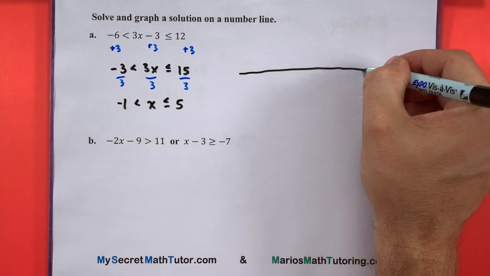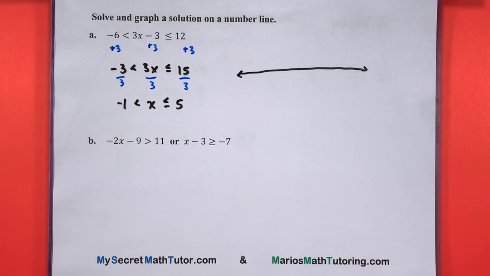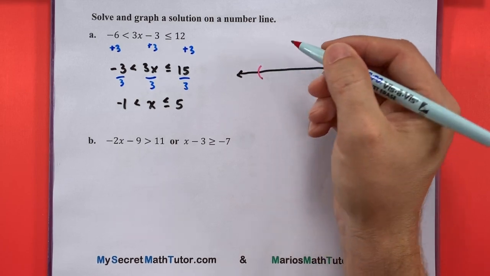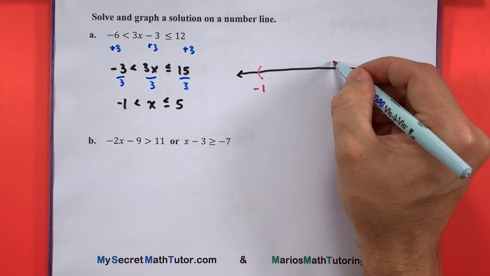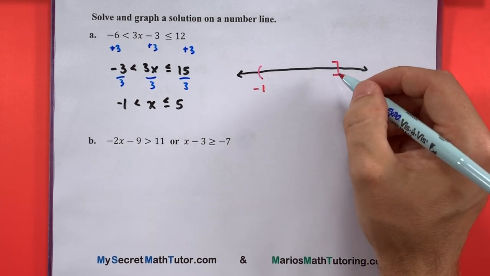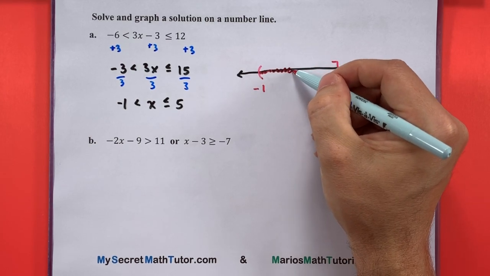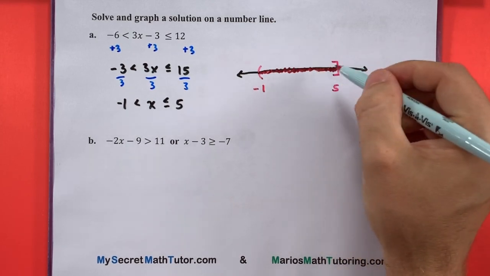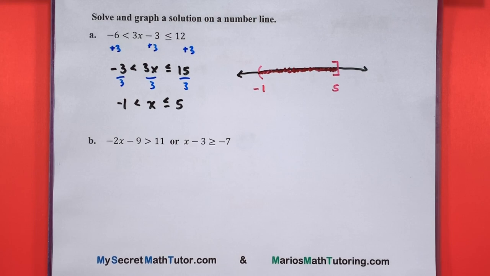So if we're drawing this out on a nice number line, we want to include those endpoints and everything in between. So I'm going to use an open parenthesis, or sometimes you might see an open circle, at negative 1. And we'll do a hard bracket, sometimes you might see a closed circle, at 5. And we'll go ahead and shade in everything in between. There we go. So as long as I'm between those two spots or inclusive of 5, then I know I have a solution.